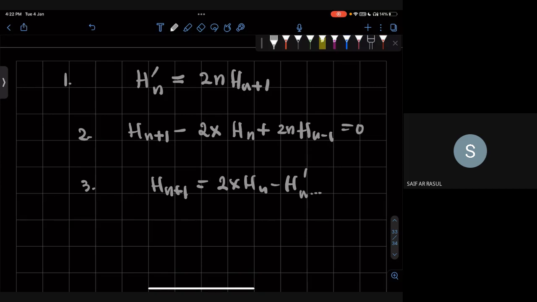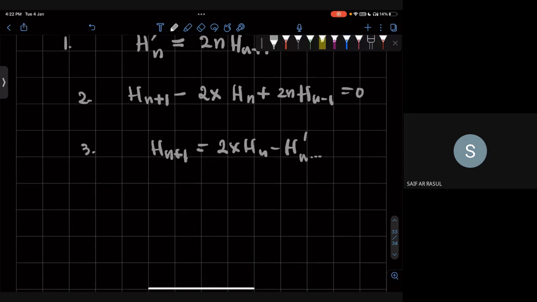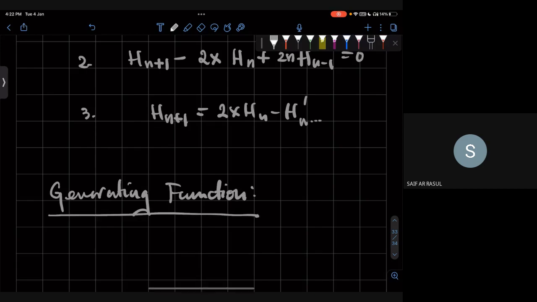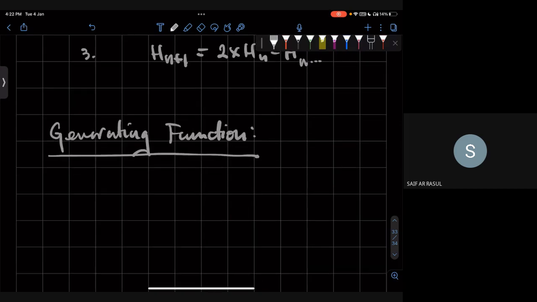There are an infinite number of Hermite polynomials. So I wanted to introduce the idea of a generating function. It's a very useful idea in mathematics as well as physics. In physics, if you have done partition functions in thermal physics, this is the analog of a partition function. What does a generating function do? It generates all the Hermite polynomials.